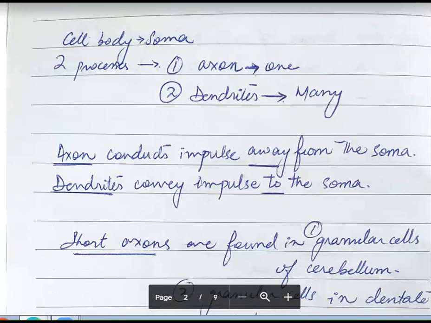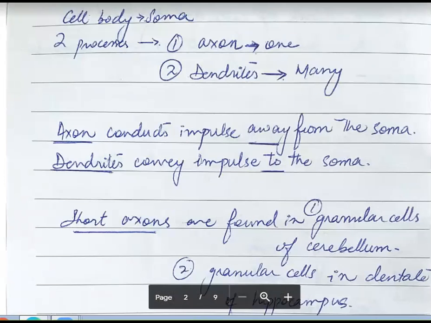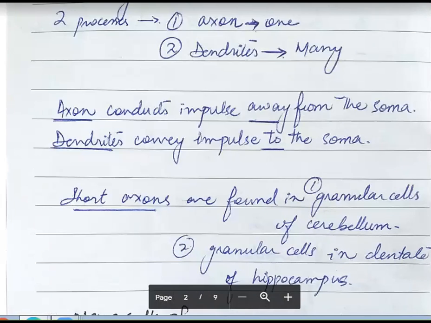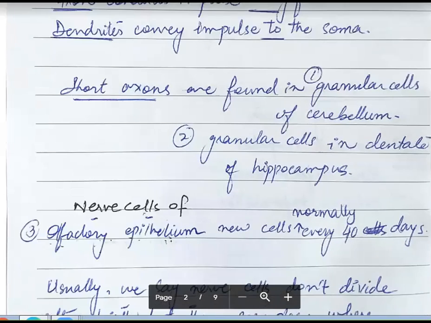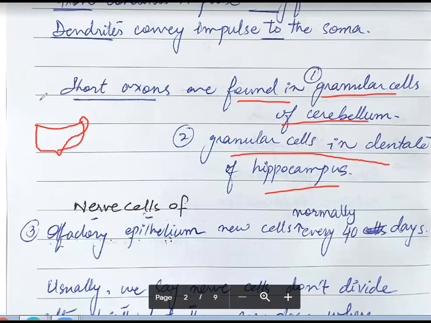So let's see what else they offer. Now this is something which I've told you, that axons conduct impulses away from the soma, dendrites conduct impulses to the soma, and then we have short and long axons. Okay, the short axons are found in the granular cells of the cerebellum and the granular cells in the dentate of the hippocampus. We have this third ventricle, and then at the sides of it we have a dentate nucleus. Okay, so this region is called the hippocampus.